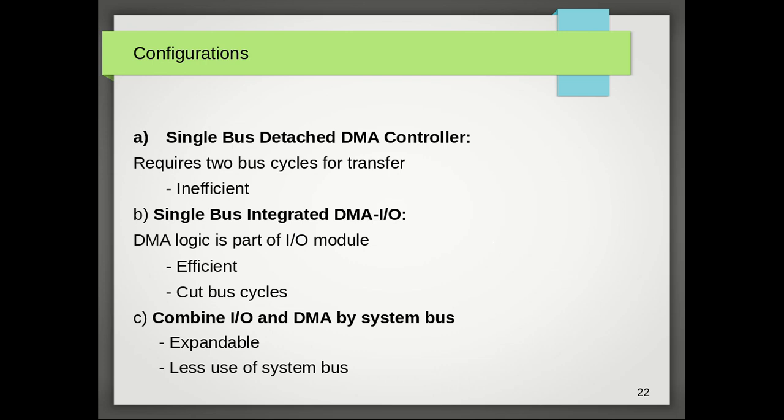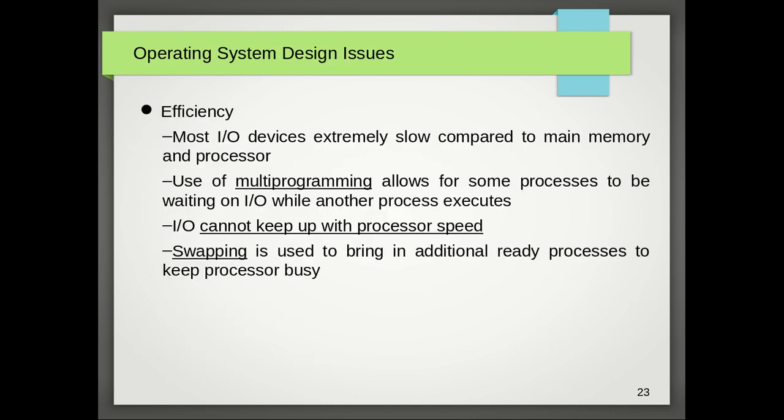So we can see single bus integrated DMA is more efficient than single bus detached DMA, and combined IO and DMA system by system bus is expandable, and there will be less use of the system bus. That is more efficient.